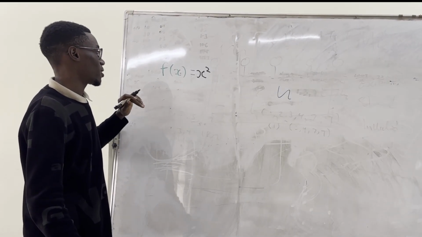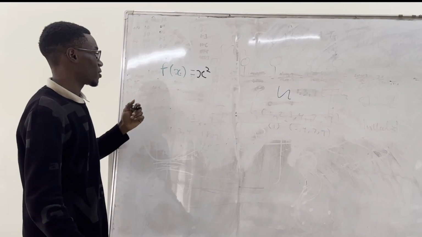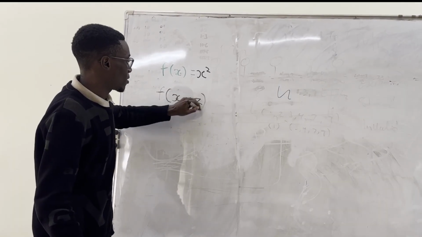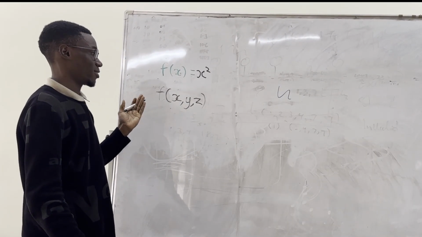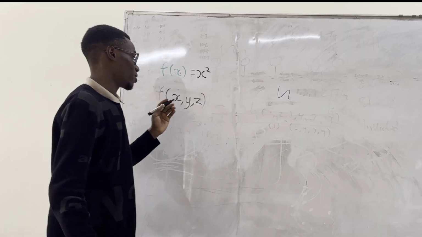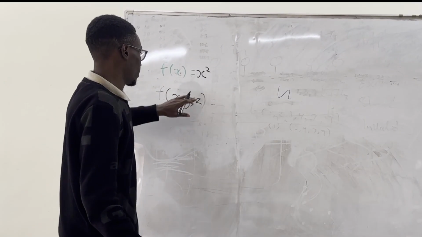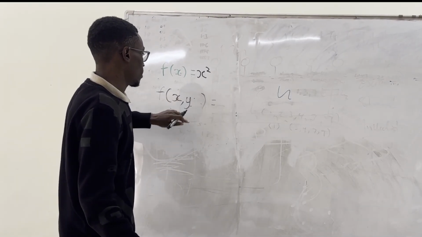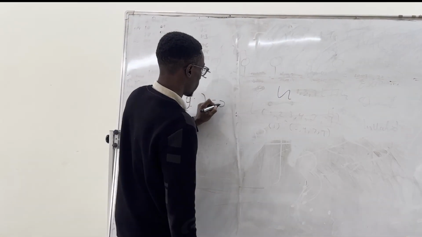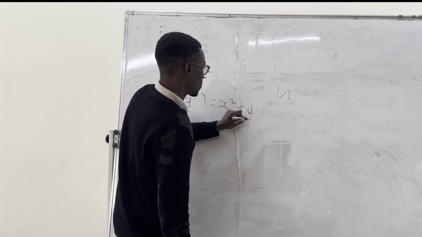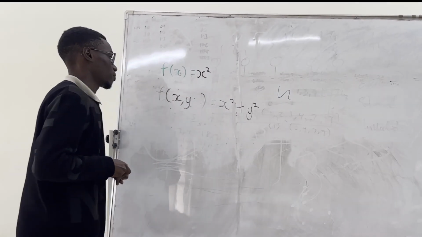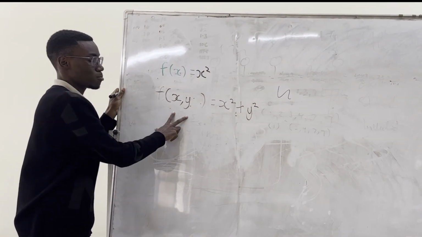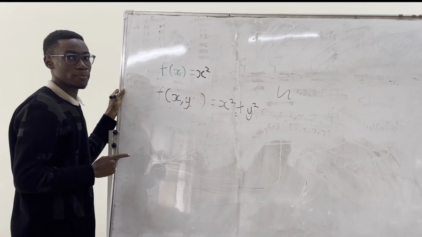So now we want to look at multivariable functions. Let's say f of x, y. They could be 3, 4, or as long as they are more than one, that's a multivariable function. So let's start with 2 variables. Let's say x squared plus y squared. So normally these take in 2 inputs, but the output is always one outcome.